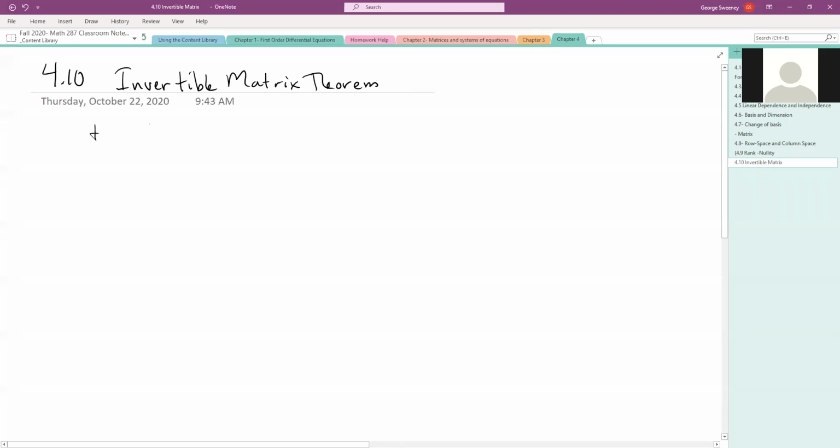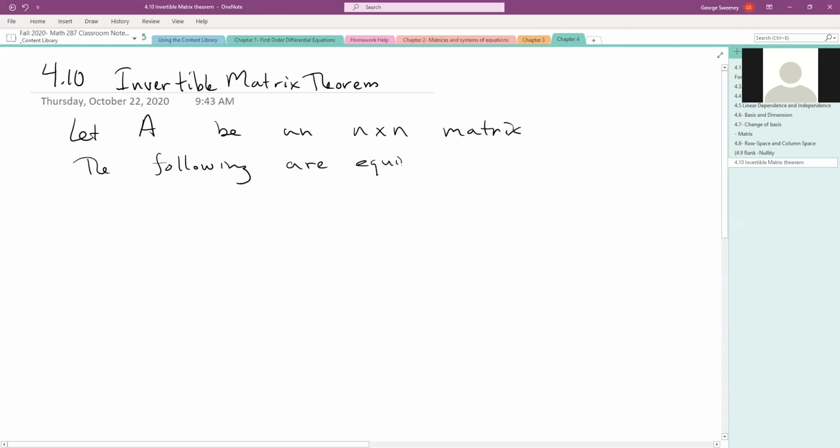The invertible matrix theorem starts out with: let A be an n by n matrix. So A is square. And it says the following are equivalent. Now if we know A is square, then we know that these are equivalent statements. One, A is invertible. And the ones that we had from before: AX equals B is consistent for all B.